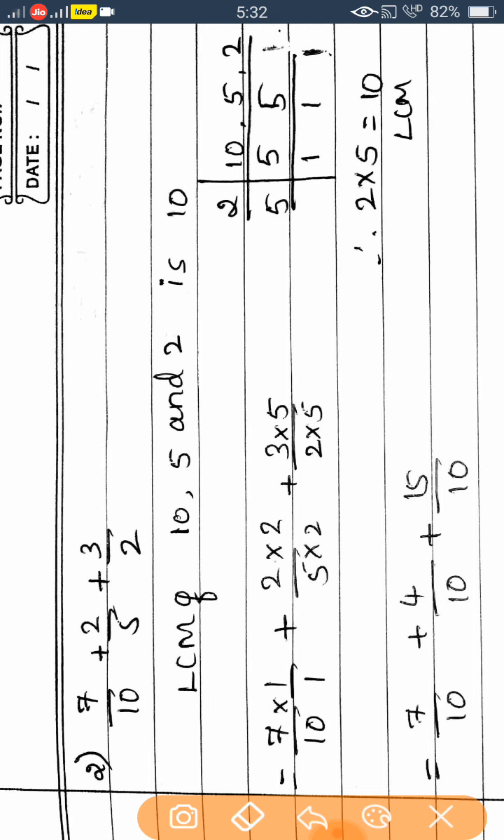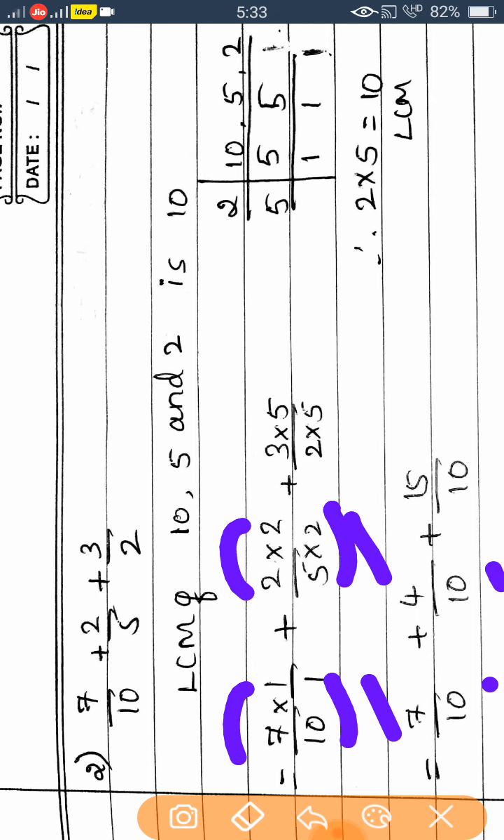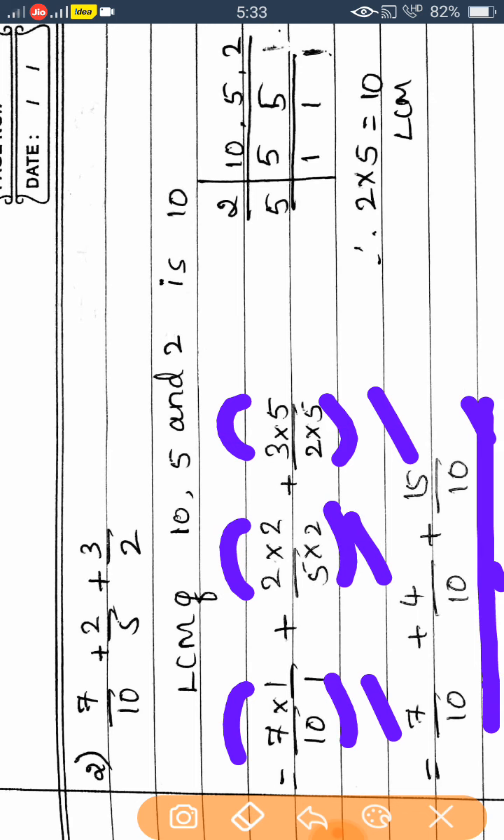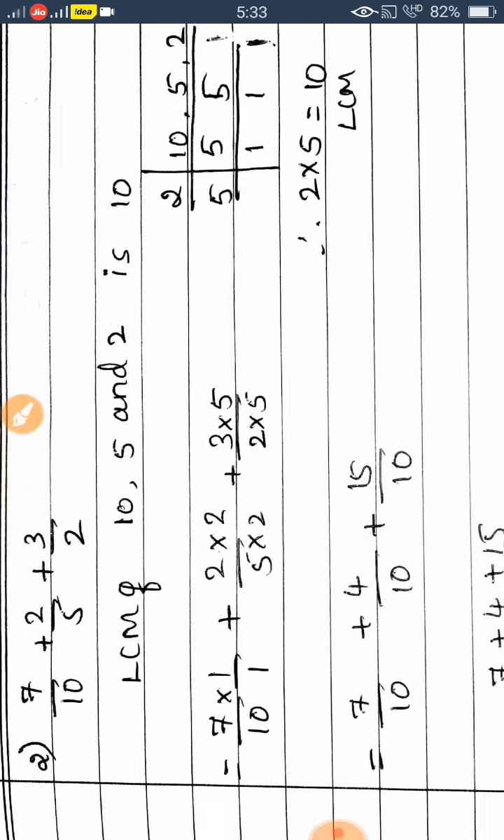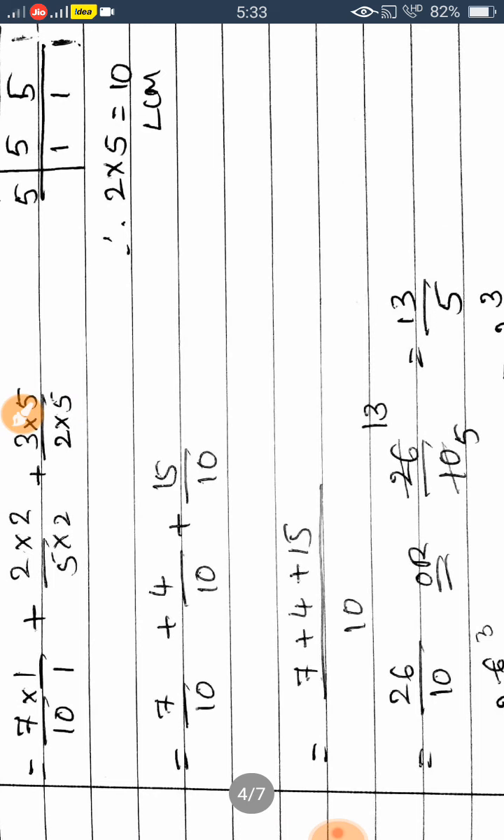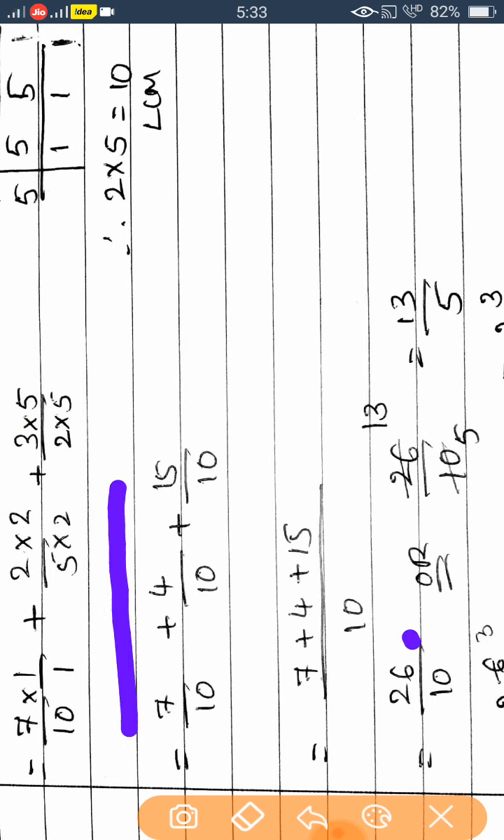See, 7 ones are 7, 10 ones are 10. 2 2s are 4, 5 2s are 10. 3 5s are 15, 2 5s are 10. See, the denominator is 10 now, isn't it? So then easily we can add the numerators when the denominator becomes the same. So 7 plus 4 plus 15 is 26 by 10.